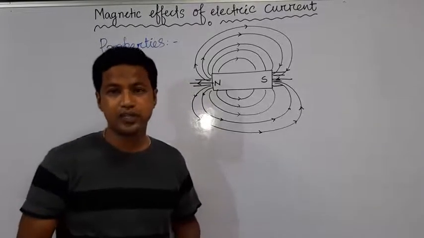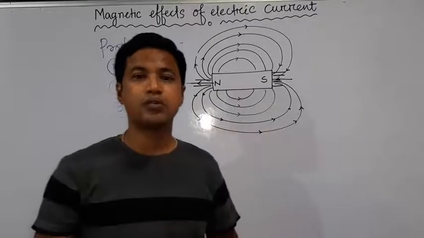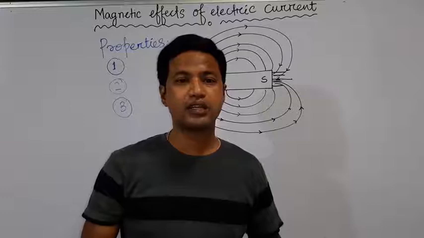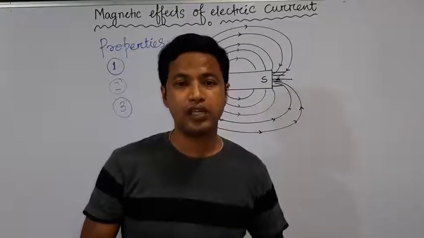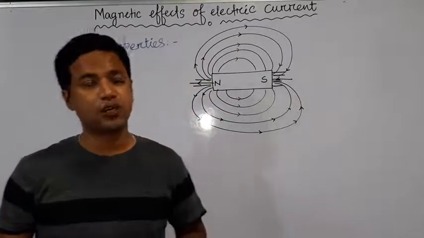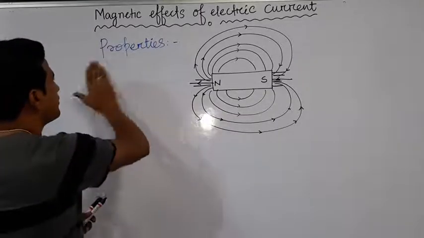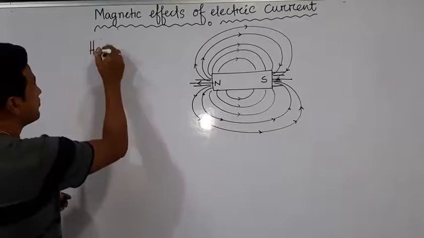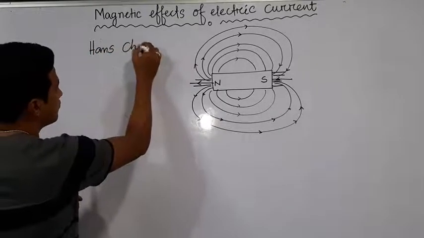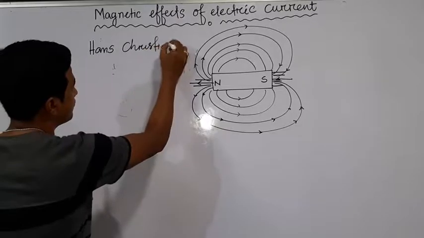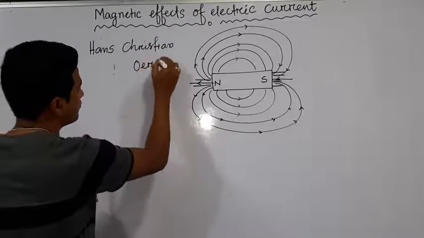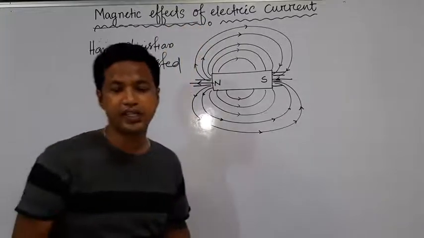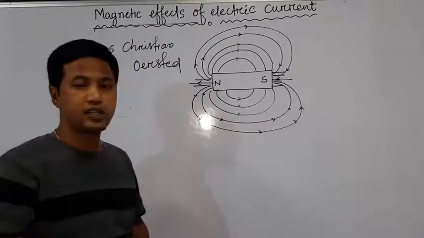Now let's go to the next topic, that is, what is the magnetic effect of electric current. We will start with it. Hans Christian Ørsted discovered this. What is the magnetic effect of electric current?